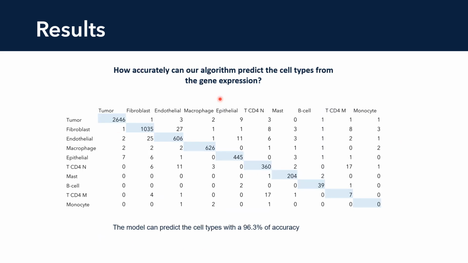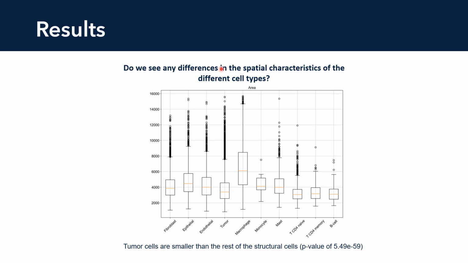Then, how accurately can our algorithm predict the cell types from the gene expression? Our model can predict the cell types with a very good accuracy using the gene expression, which is 96.3%, and we can see that it's very good in most of the cases. Then, do we see any differences in the spatial characteristics of the different cell types? And the answer is yes. We see that the tumor cells are smaller than the rest of the structural cells.